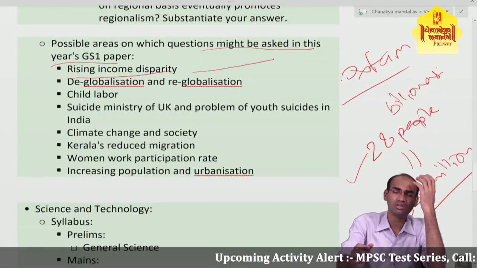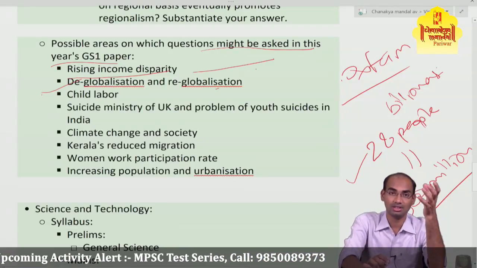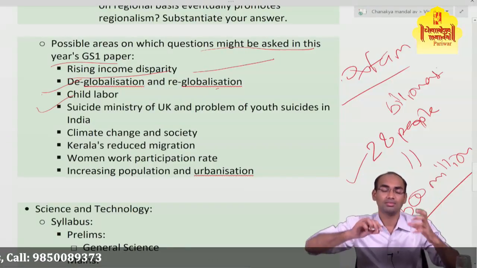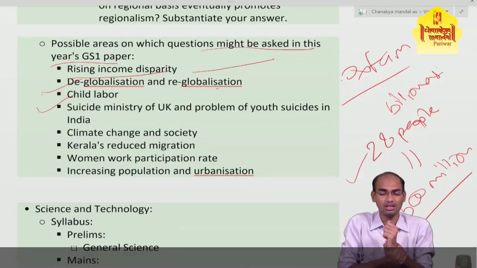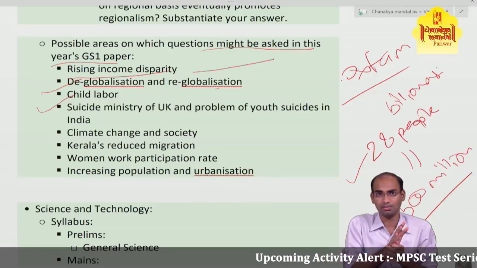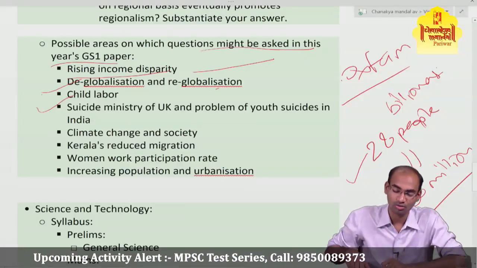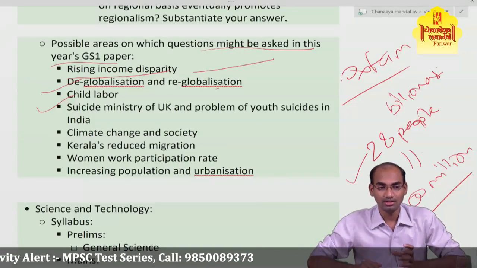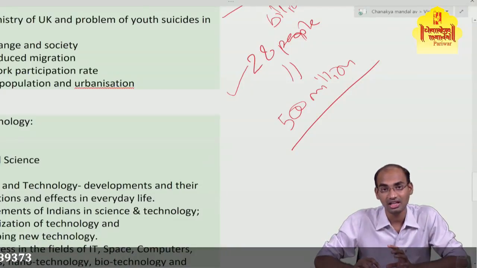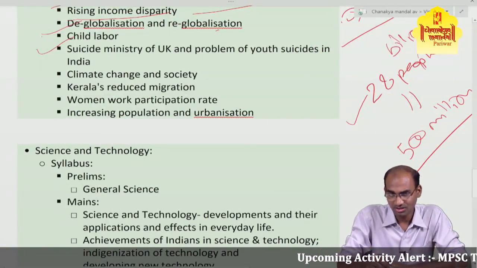So there will be a question regarding income disparity, deglobalization, reglobalization, which I have explained to you just now. Then child labor. There might be a question on child labor. In prelims also they have asked about this problem, and last year they also asked a question regarding child labor, one international convention regarding child labor. What are the constitutional provisions which prohibit child labor? You have to study that too.